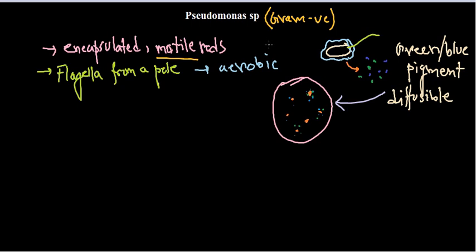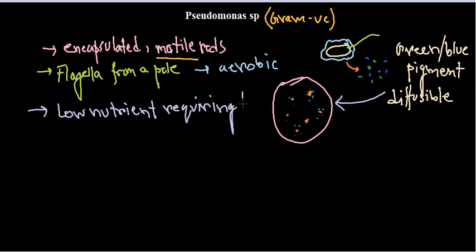Now we can culture them in the laboratory using very simple kinds of media, because another important point about Pseudomonas aeruginosa and Pseudomonas species is that they are very low nutrient requiring bacteria, right? They won't require that many nutrient sources for their growth. Very few will do the trick, right? So that's a very important concept.